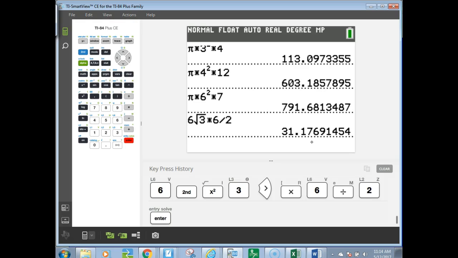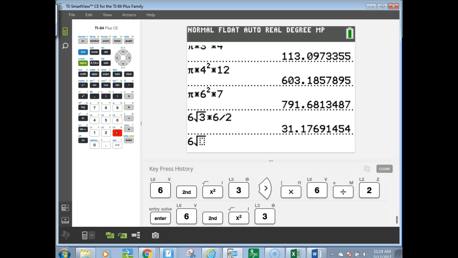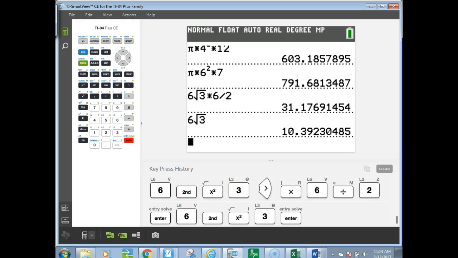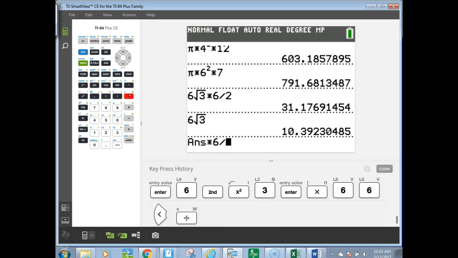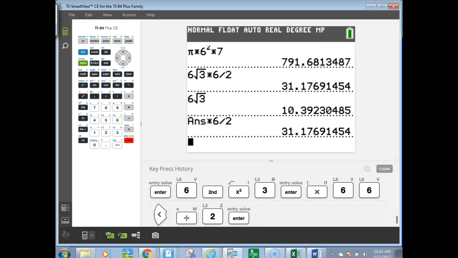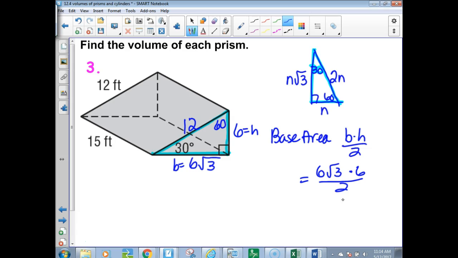Okay, I think you're dividing by 2 twice. Well, no, that wouldn't make sense for this either. Okay, there's another way to avoid the problem by doing 6 root 3, hitting enter, then hitting times 6, and then hitting divide by 2. 31.2. All right, now that's the area of your base.